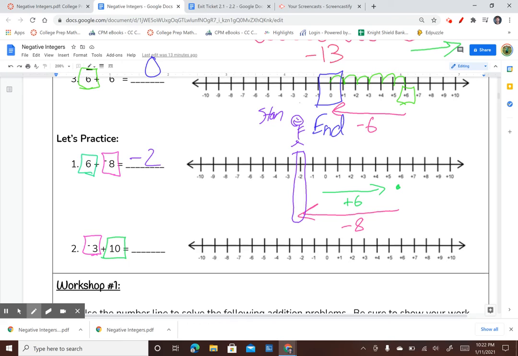All right, so did Stanley the tightrope walker end at the same location? Did you guys also get -2 here for 6 plus -8? What about that second problem, -3 plus 10? Where would Stanley end up on a tightrope if we told him to take 3 steps backwards and then 10 steps forward?